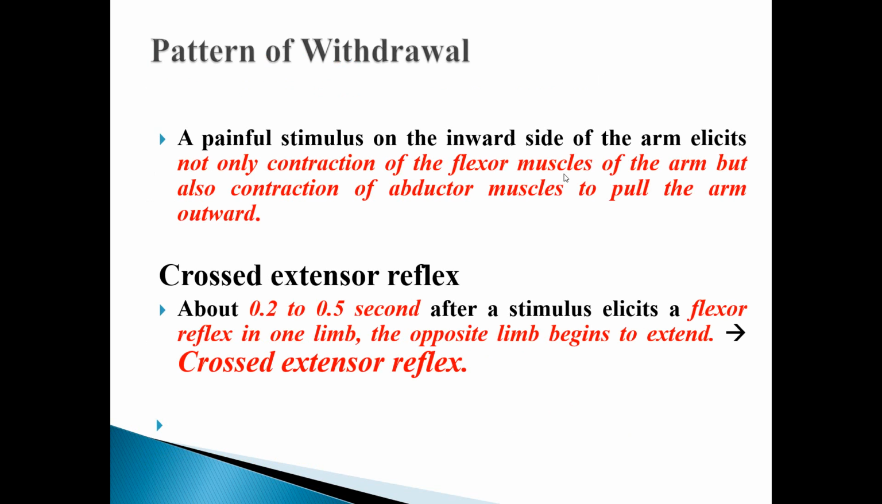Now, what is the pattern of withdrawal? A painful stimulus on the inward side of the arm elicits not only contraction of the flexor muscles of the arm, but also contraction of abductor muscles to pull the arm outward. What is a crossed extensor reflex? About 0.2 to 0.5 seconds after a stimulus elicits a flexor reflex in one limb, the opposite limb begins to extend. This is the crossed extensor reflex.